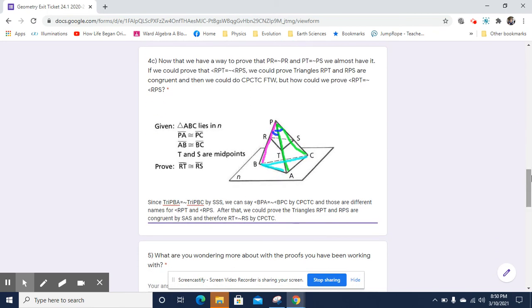Then we can easily prove that these triangles, PBA and PBC, are congruent by side, side, side, and that leads us to this angle, BPA, which is the same as RPT, being congruent to BPC, which is the same as RPS. And so then we get side angle side, which will give us these two little triangles, RPT and RPS. And then we've got RT and RS by CPCTC for the win.